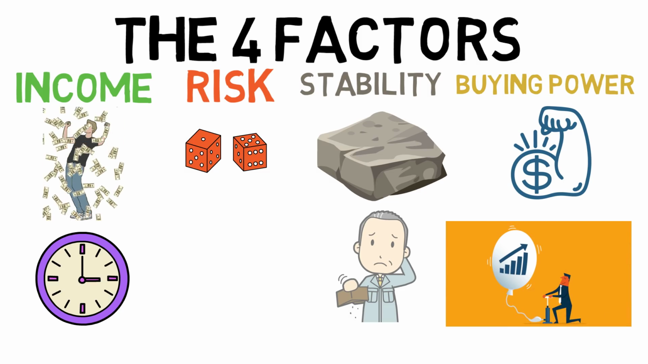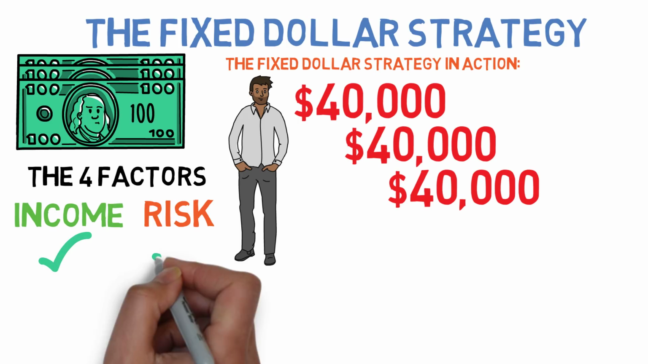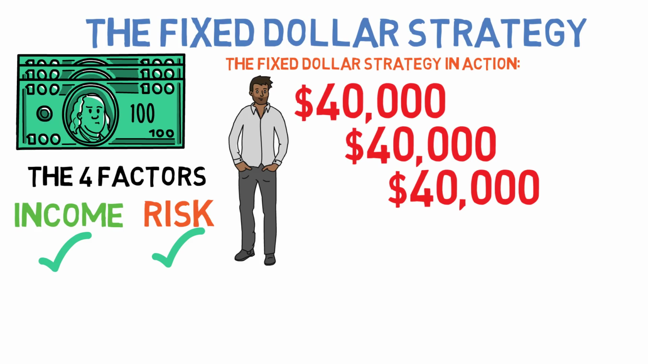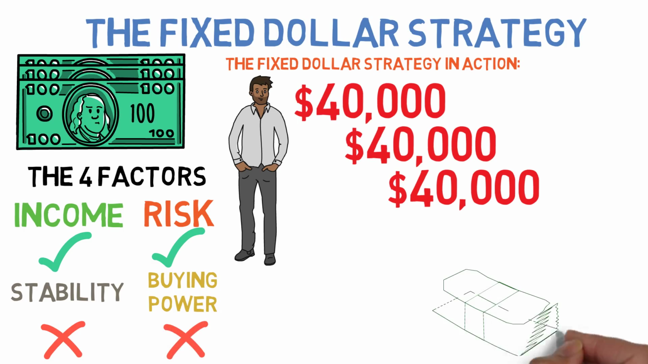The fixed dollar strategy is generally considered to be a little stronger on income and risk in comparison to other popular strategies like the 4% rule, but it does suffer in terms of stability and buying power. The reason for this is simple. As long as your initial withdrawals aren't too high, you're relatively unlikely to outlive your money using this strategy.